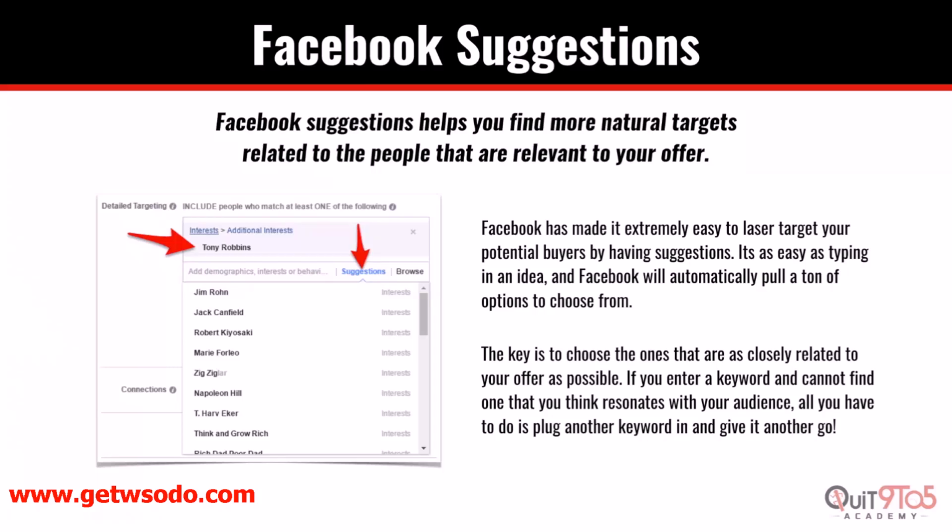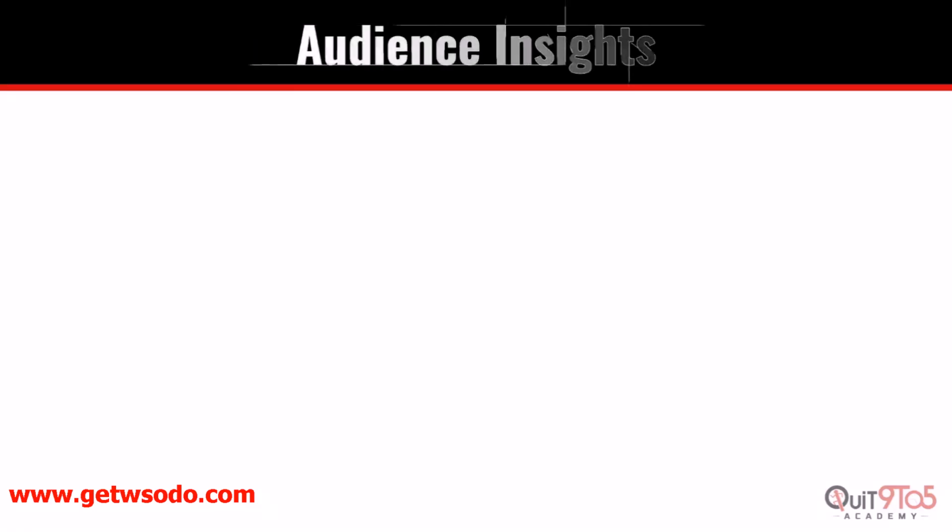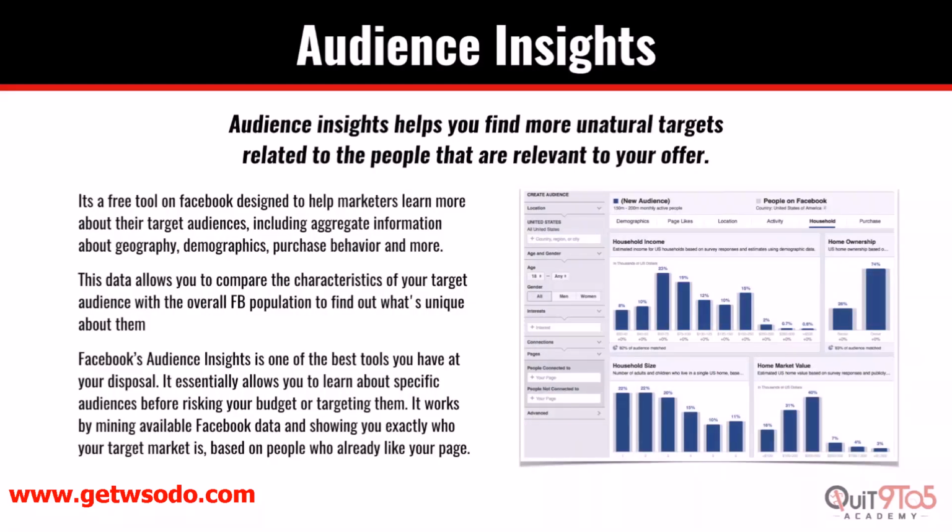It's as easy as typing in an idea and Facebook will automatically pull a bunch of options for you to choose from. The key is to choose the ones that are as closely related to your offer as possible. If you enter a keyword and cannot find one that you think resonates with your audience, all you have to do is plug in another keyword and give it a go. Audience Insights, on the other hand, helps you find more unnatural targets related to people that are relevant to your offer.